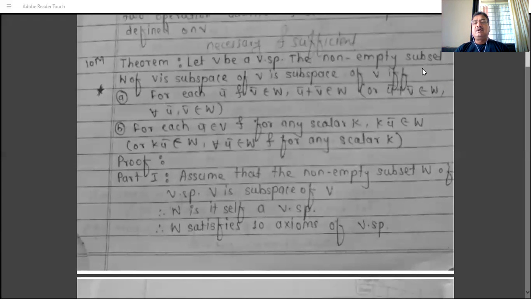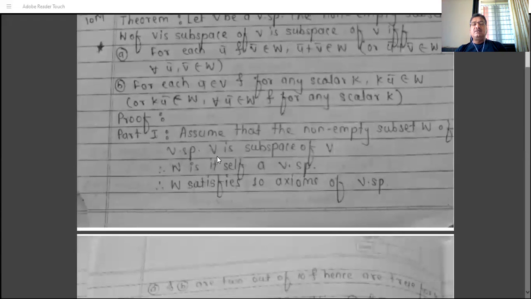So assume the previous part of this if and only if, that is, assume that part number one: a non-empty subset W of vector space V is a subspace of V. Our assumption is that W, a non-empty subset of vector space V, is a subspace of V. And now we have to show these two properties. W is a subspace of V, therefore W is itself a vector space.